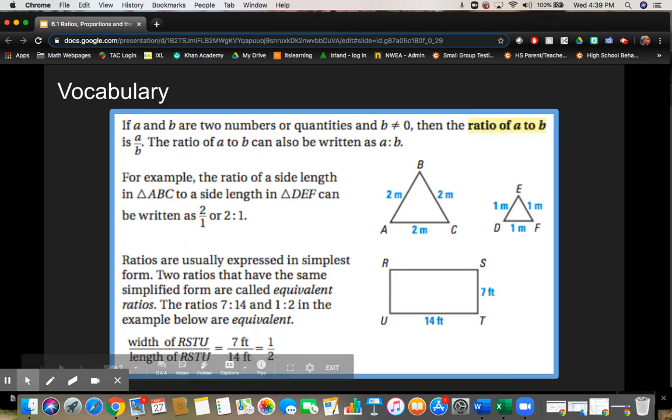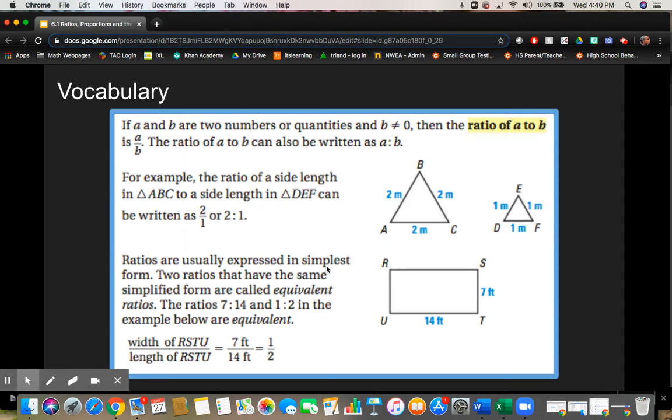If A and B are two numbers or quantities, then the ratio of A to B is actually the fraction A over B. The ratio of A to B can also be written as A colon B. For example, the ratio of a side length in triangle ABC to a side length in triangle DEF can be written as 2 to 1, or 2 over 1, or 2 colon 1.